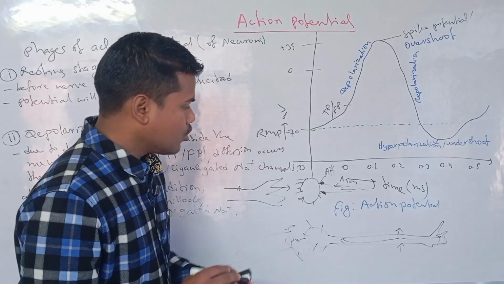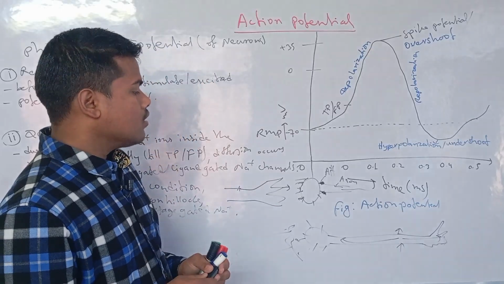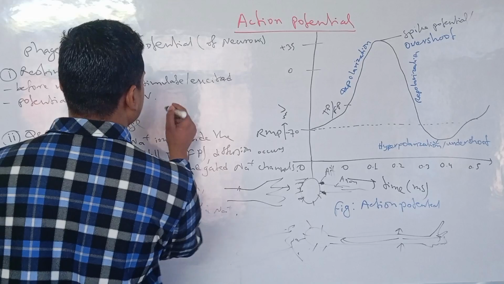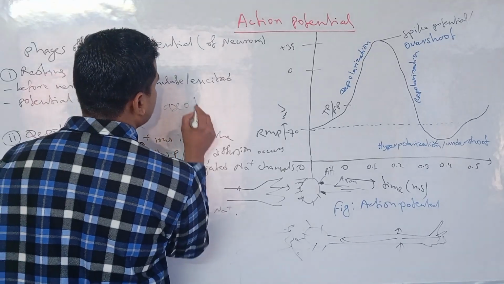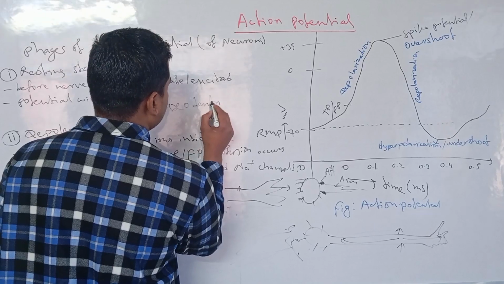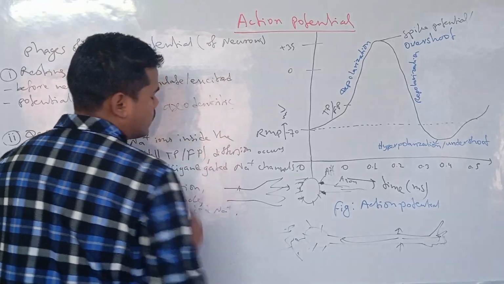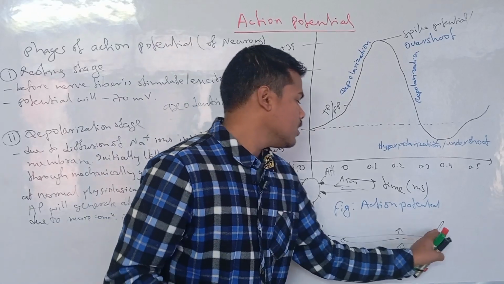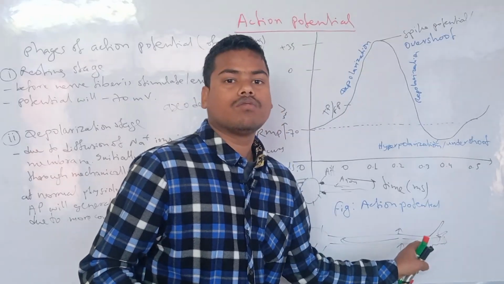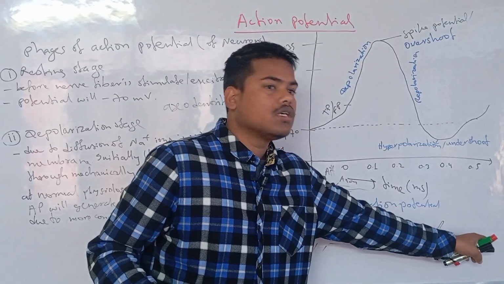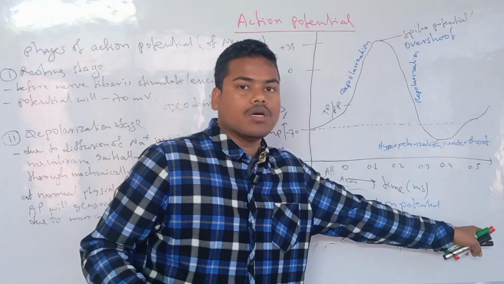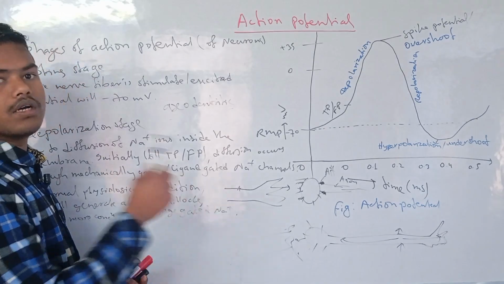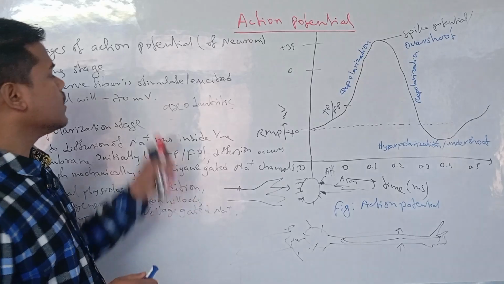So at normal condition, the transmission is mainly axodendritic, that is, the action potential transmits from the axon terminals of one neuron to the cell body or dendrites of another neuron or nerve fiber. This is the major pathway.